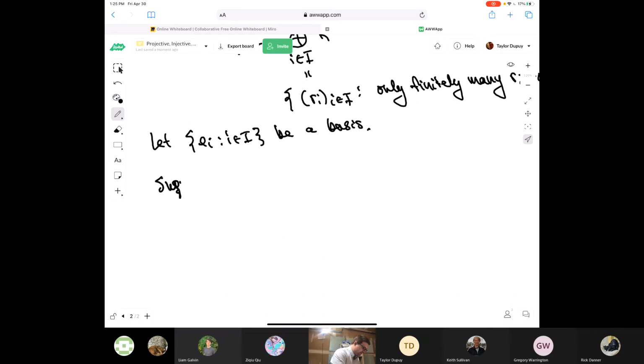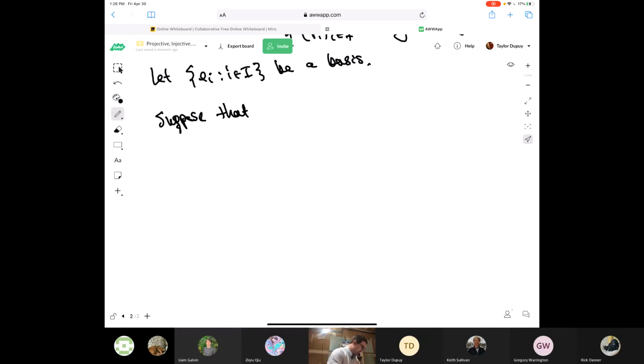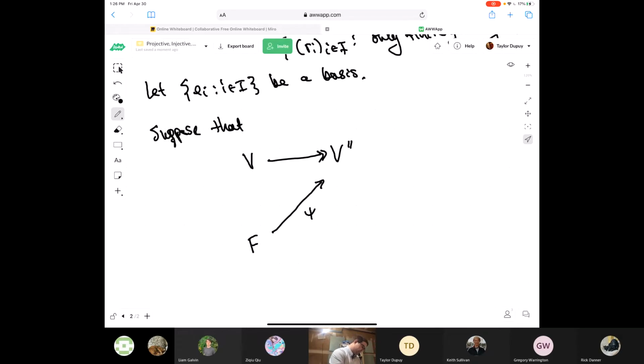Suppose that we have a surjective map of R modules and a map psi. This is this part here, a surjective map of R modules, and then this thing is some given morphism.